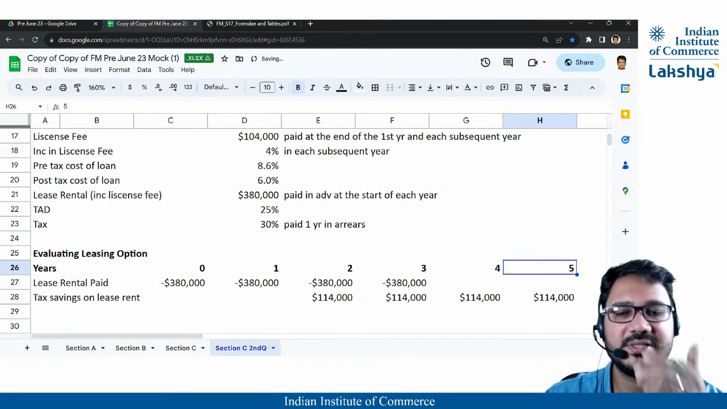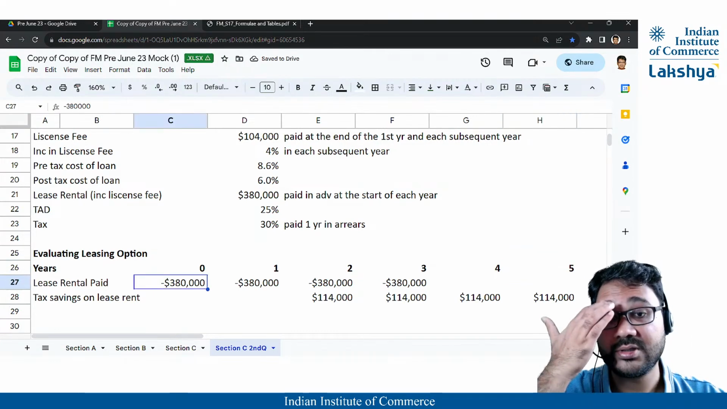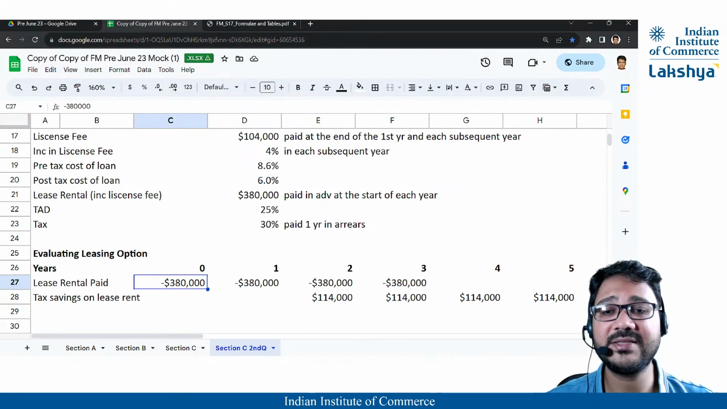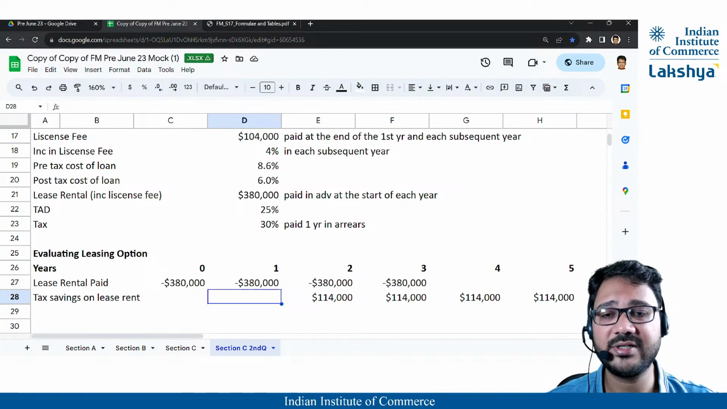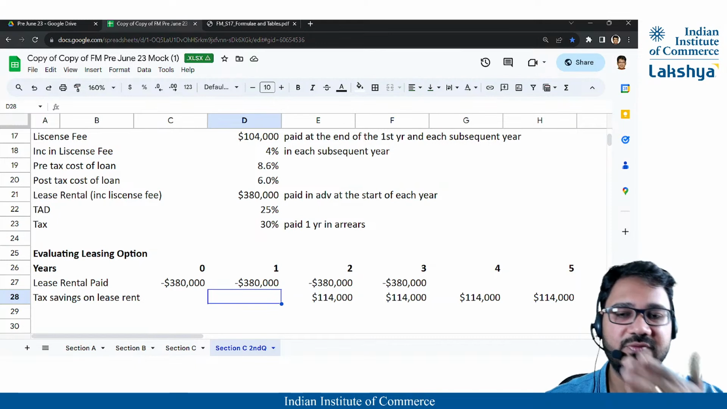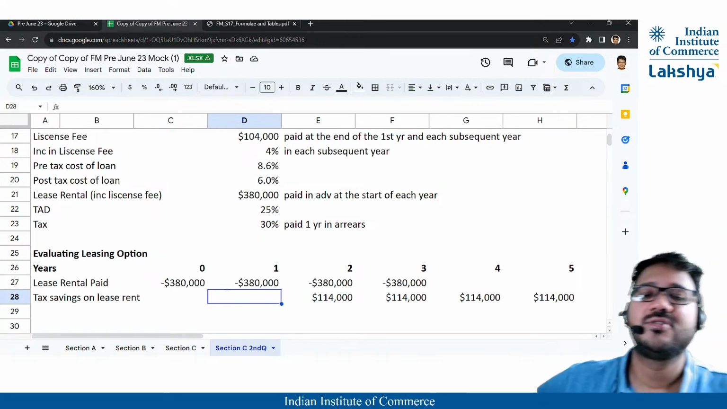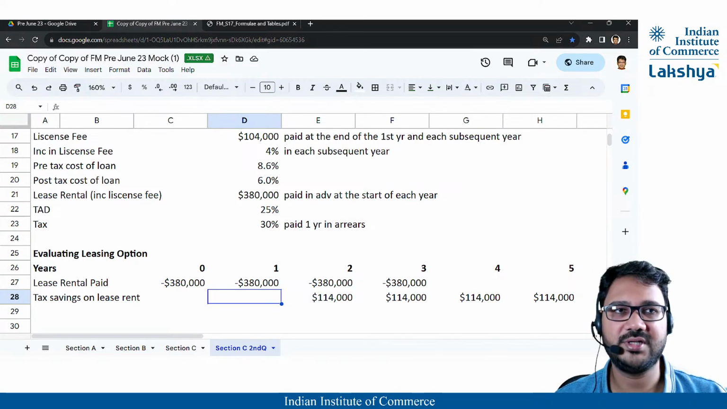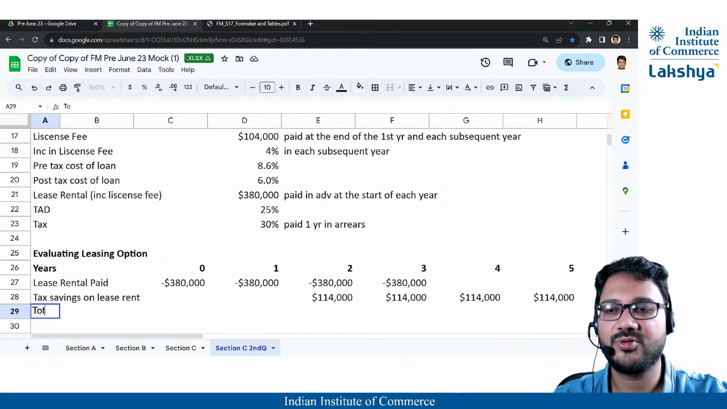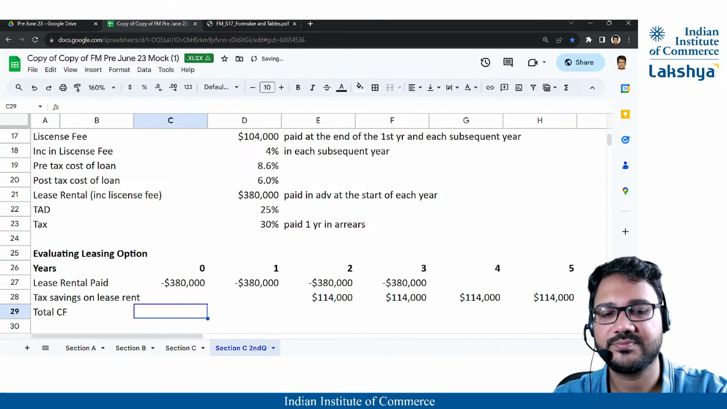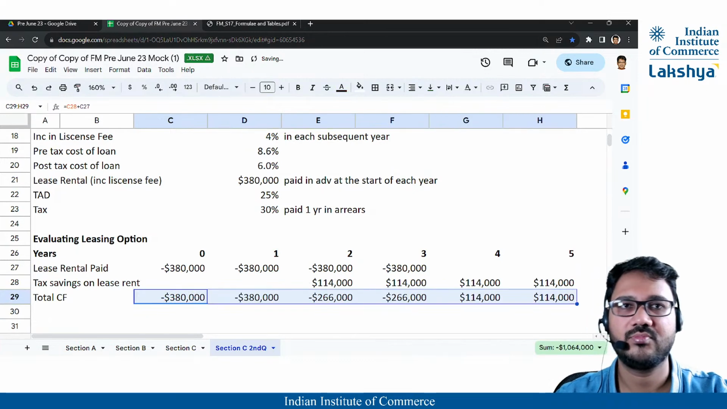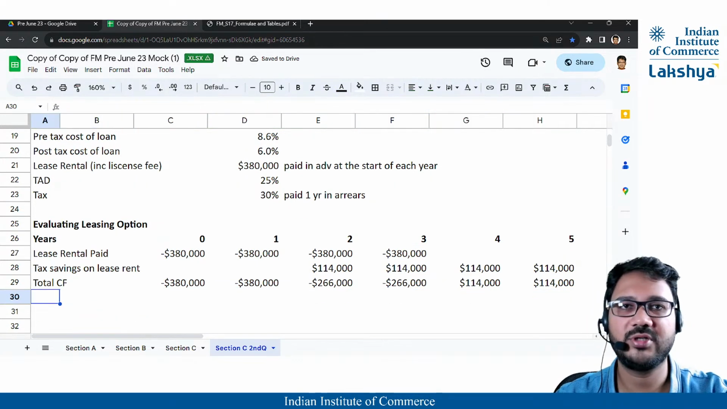So this is important. The lease rent is happening at the beginning of the year, that is, it is happening today. But taxes are paid at the end of the year. So taxes will be calculated at the beginning of year one or the end of year zero. So then it's 1 year in arrears, so you are shifting it. This is the main tricky part in this question. So your total cash flows will be, okay, that's your total cash flow.